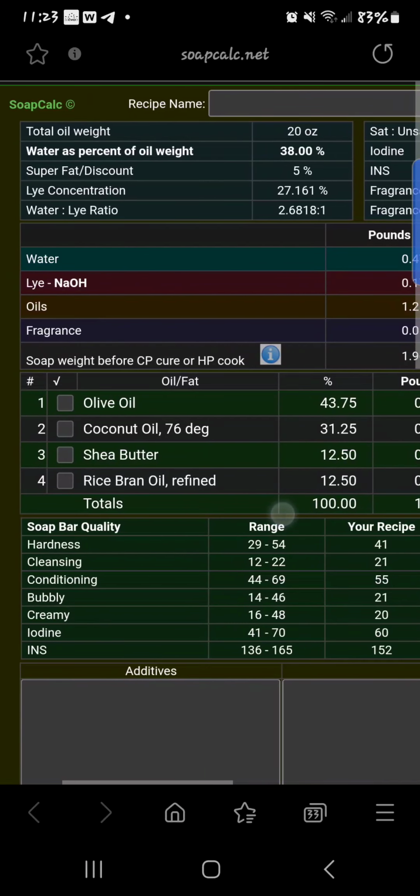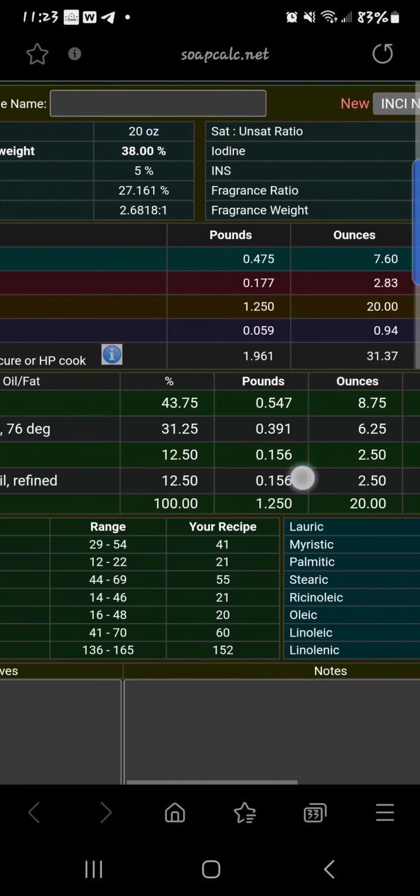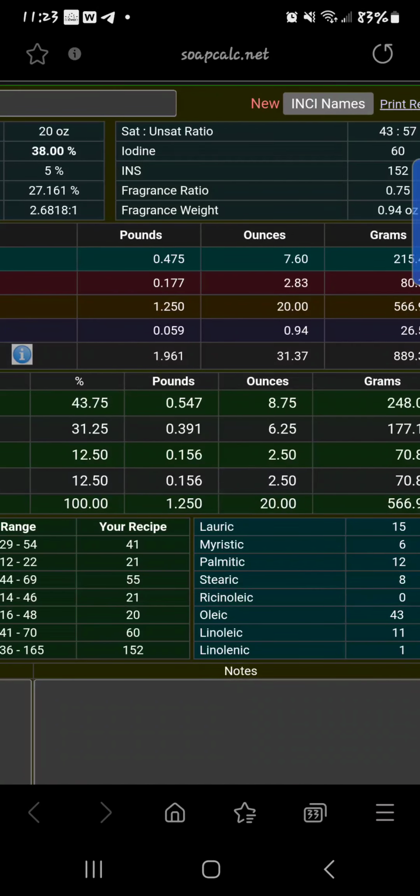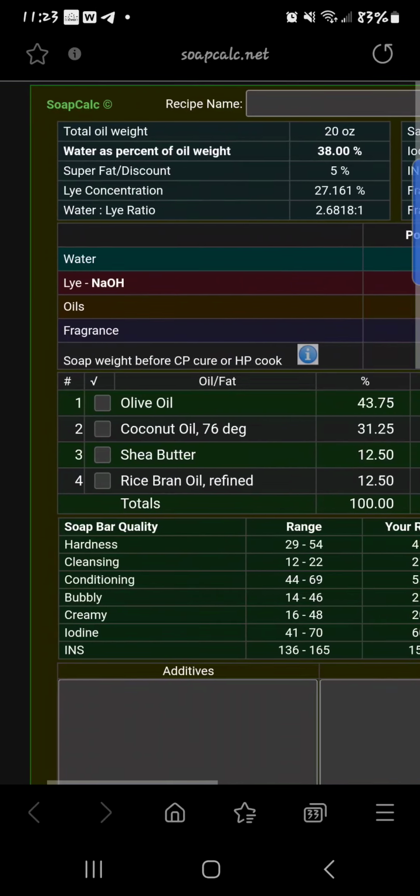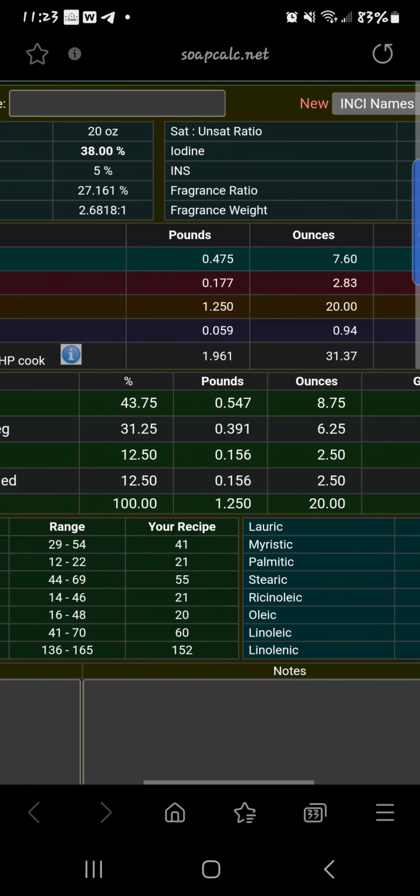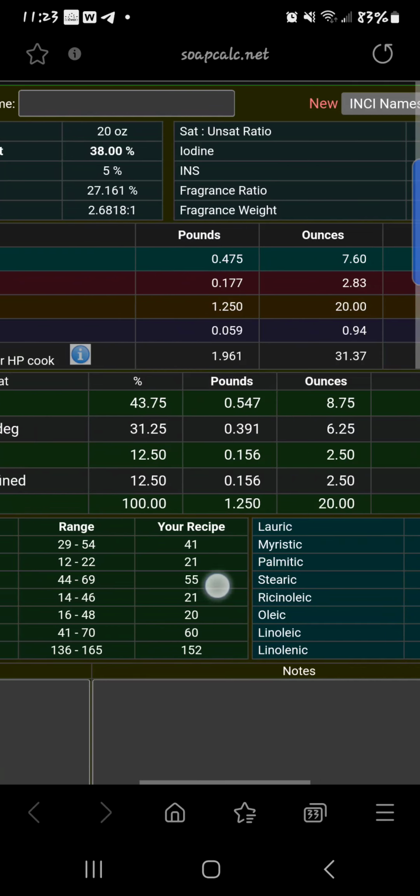And then when you go down, you'll see the oil and the fat part of the recipe. Now it's going to show you your formula. So your formula is always in percentages. So your formula is 43.75%, etc., etc. So the recipe is 8.75 ounces, 6.25 ounces, 2.5 ounces, and 2.5 ounces. And so in total our recipe is the 7.6, the 2.83, the 20, the 0.94, and then the 20 ounces is broken down underneath as the 8.75, and so on.